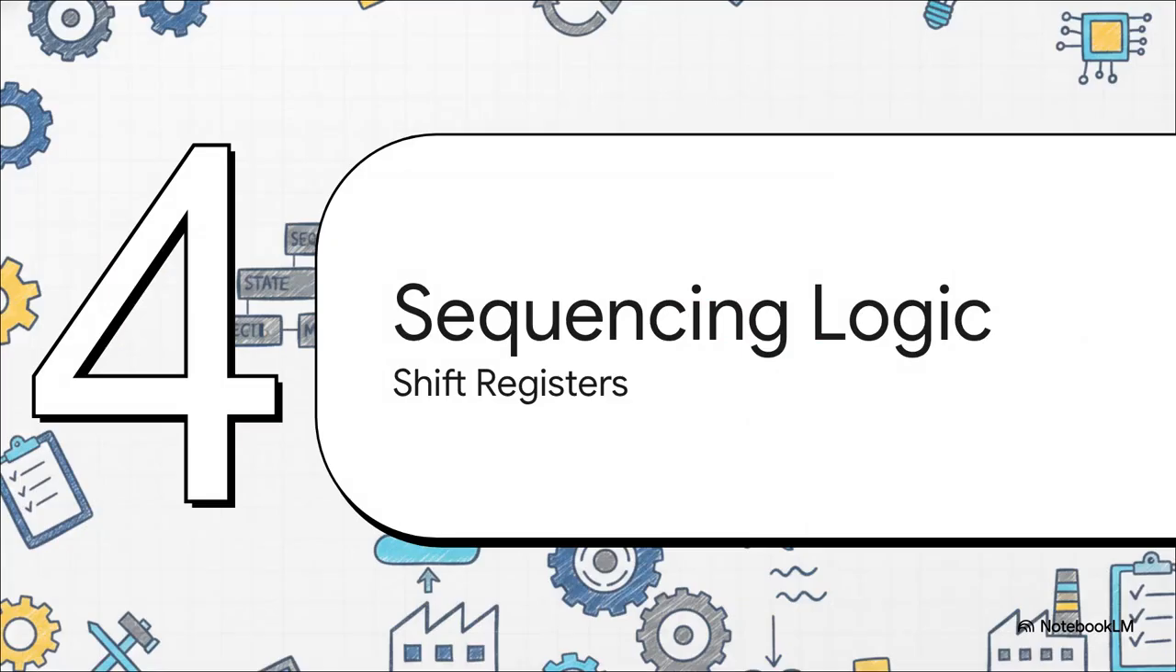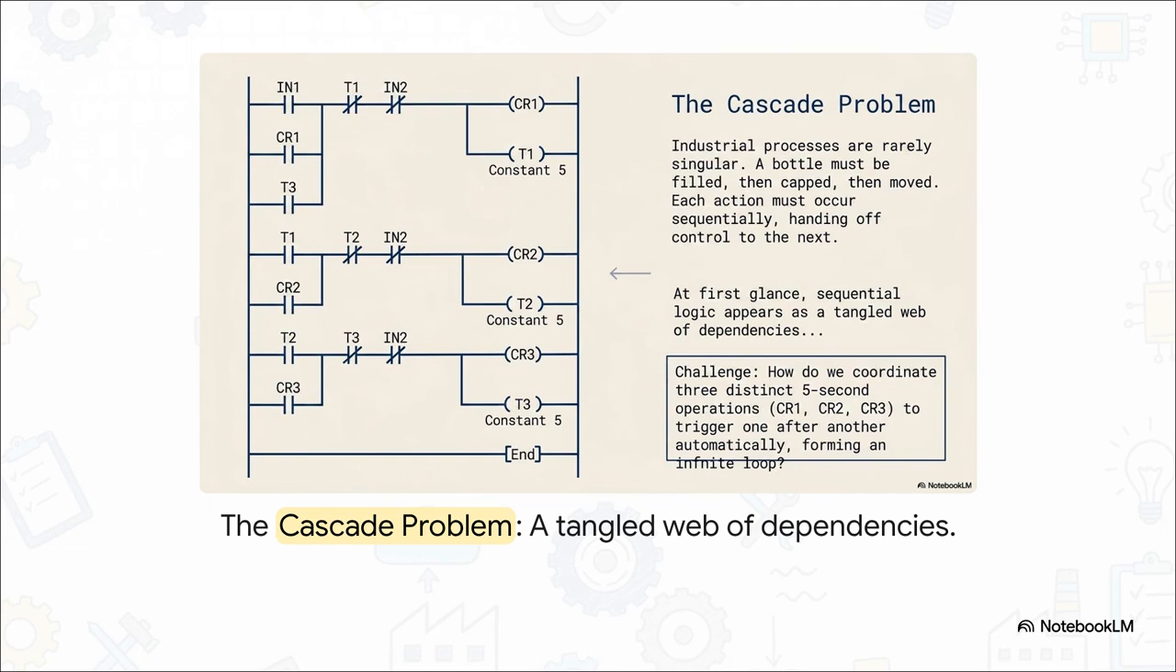That brings us to section 4, sequencing and shift registers. So, industrial processes are rarely just singular actions, right? Think of a bottle assembly line. A bottle has to be filled, then capped, then moved down the line. Each action has to occur sequentially, handing off control to the very next step.